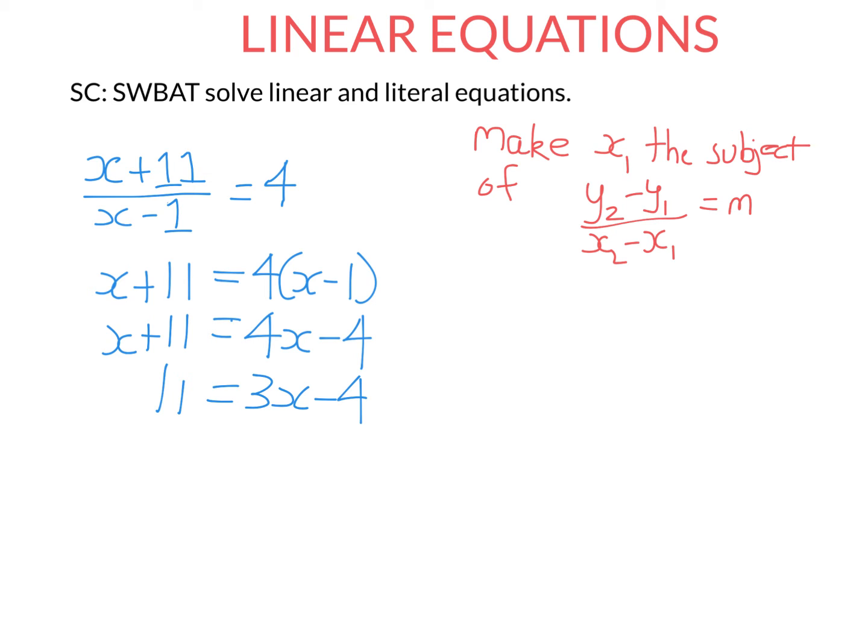These first few steps were just to make the equation much easier to solve. Now I can start undoing what's been done to x. So I'm going to add 4 to both sides to undo subtracting 4. Then I'm going to undo timesing by 3 by dividing by 3. I just get x equals 5. That's the solution because 5 plus 11, 16, over 5 minus 1, 4, does equal 4. If I substitute x for 5, it makes this a true statement.